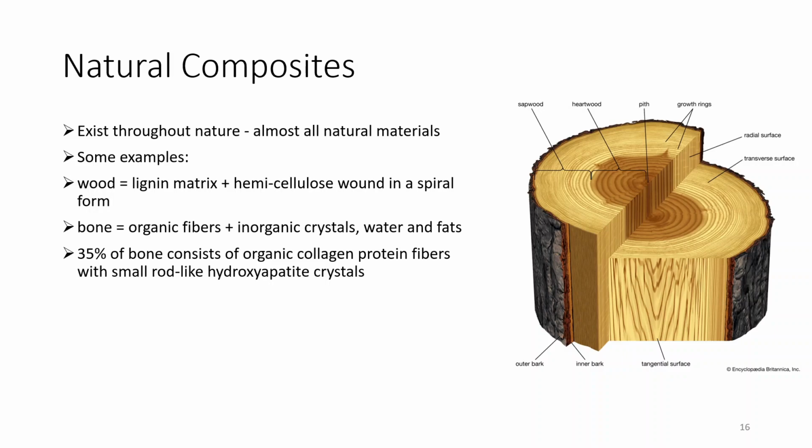Wood is made with a lignin matrix and hemicellulose wound in spiral form. And bone is made with organic fibers plus inorganic crystals and water and fats. So 35% of bone consists of organic collagen protein fibers with small rod-like hydroxyapatite crystals. In wood we can also see different parts. In the center you can see the pith, then heartwood, and then sapwood, and then growth rings, radial surface, transverse surface, etc.